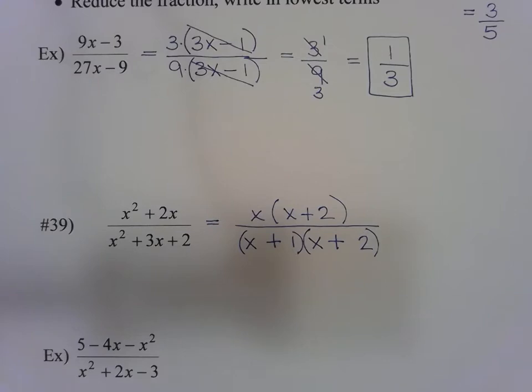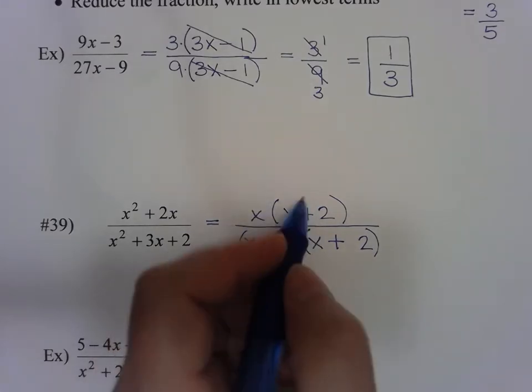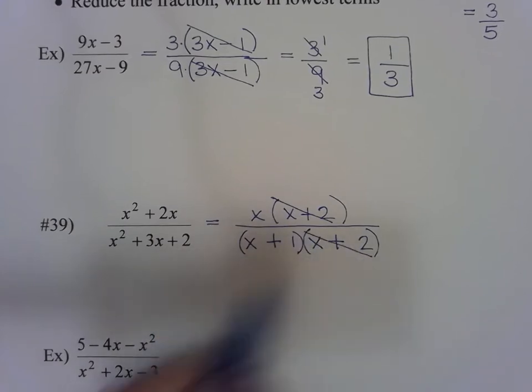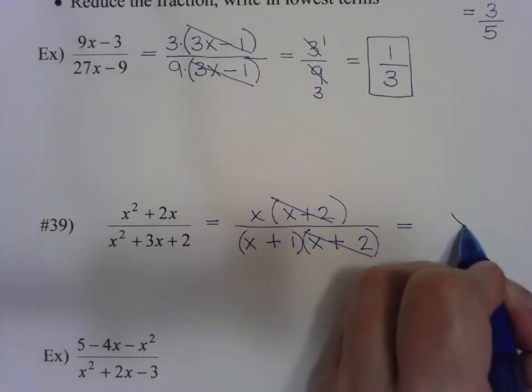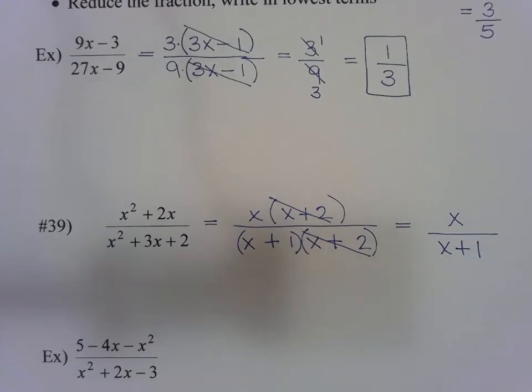Okay, and then like we said, we can cancel. So I have an x plus 2 in the top, and then I have an x plus 2 in the bottom. So I can cancel those out. And I get x over x plus 1.